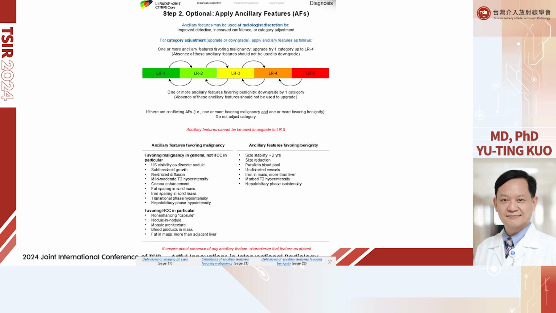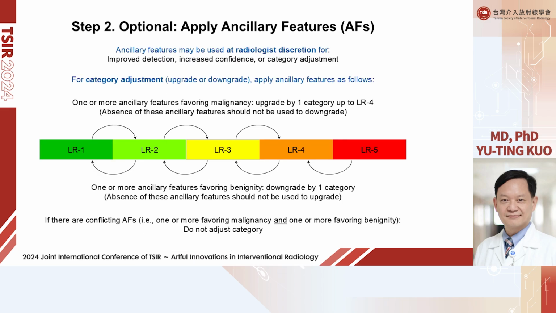And the second step is using ancillary features. We have some benign features or other malignant features. For the benign features, such as tumor is stable for 2 years and tumor size reduction, that is very benign. So you can downgrade the LIRAD from LIRAD-5 to LIRAD-4, for example, or to LIRAD-3. Otherwise, if the patient has malignant features, you can upgrade to LIRAD-4, but not upgrade to LIRAD-5. So we can apply the ancillary features to upgrade or downgrade our LIRAD category.